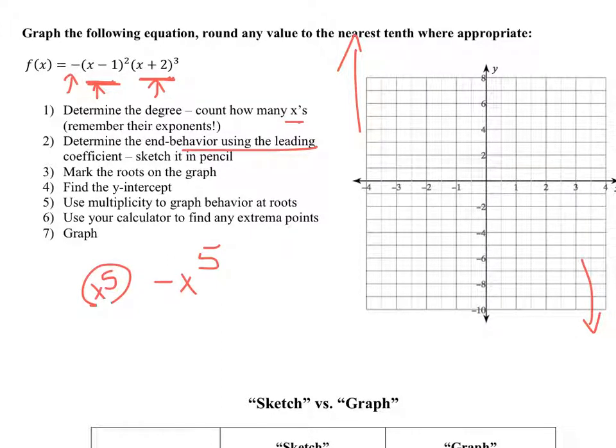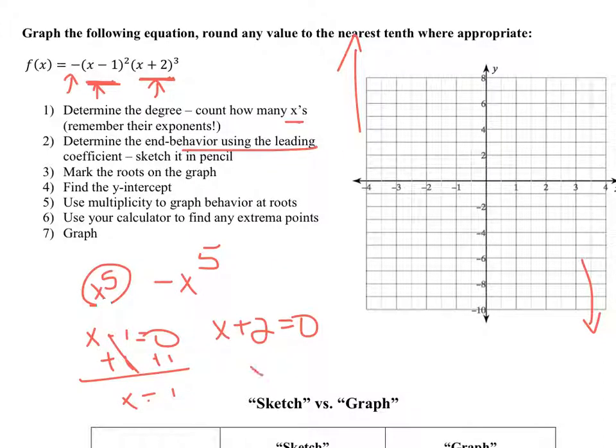So one of the roots, just T-chart, that's basically what you're doing. So you're getting x minus 1 equals 0 and x plus 2 equals 0. So add 1. So x equals 1 and x equals negative 2. So I want to put 1 and negative 2 on the graph. Right, based on that, I did that, find the y-intercept.